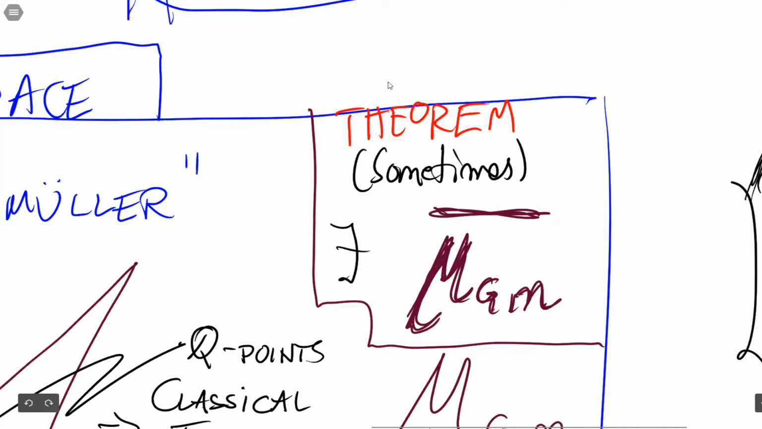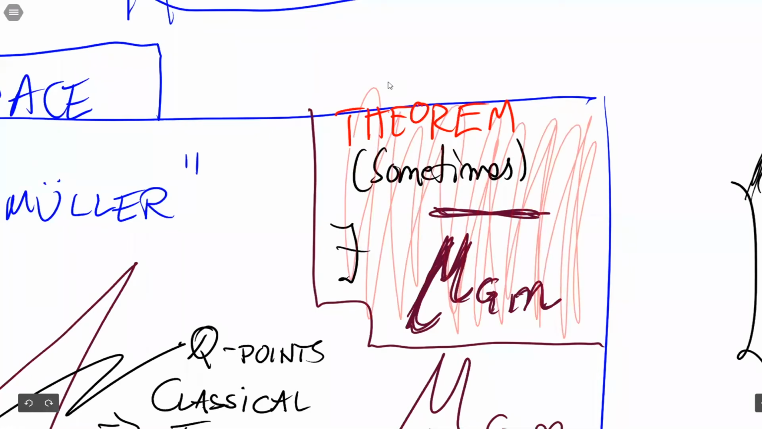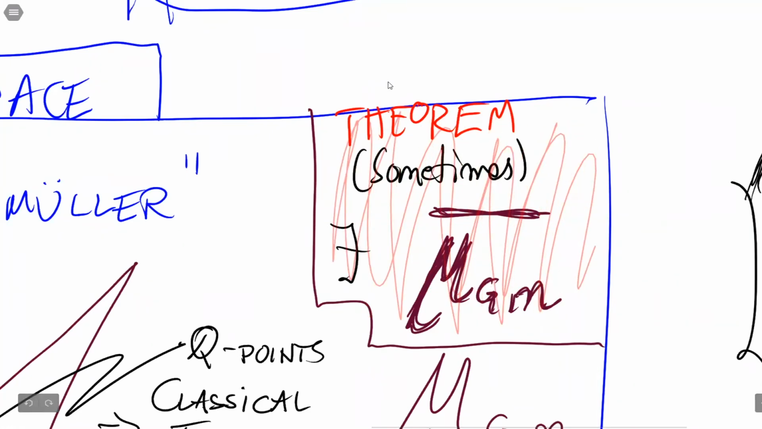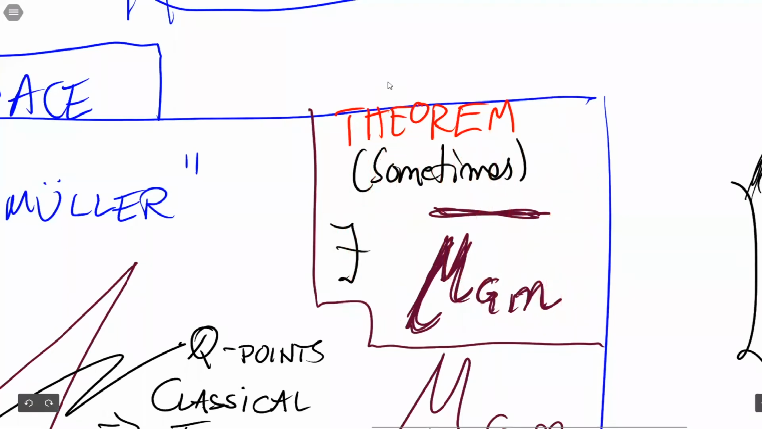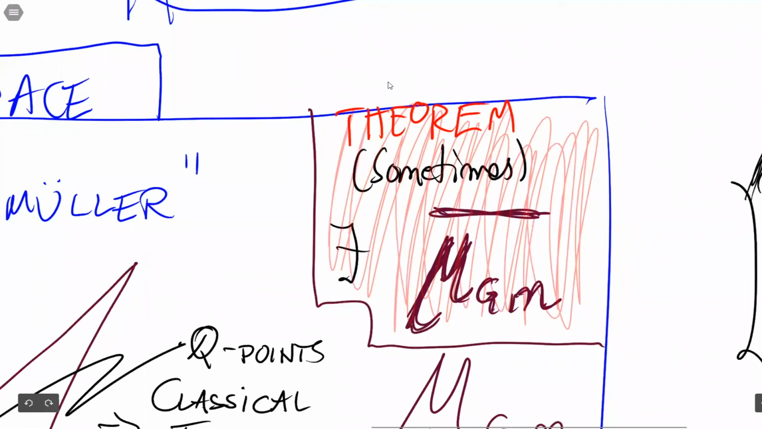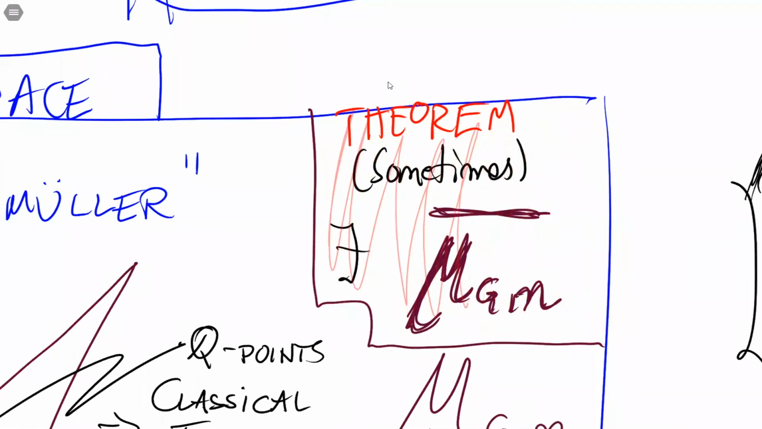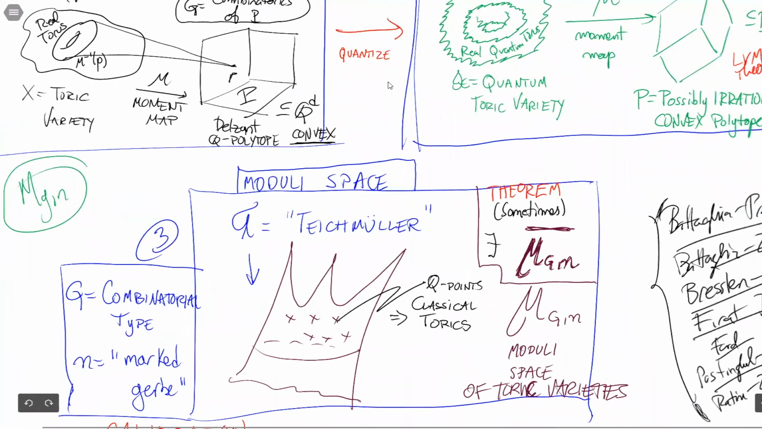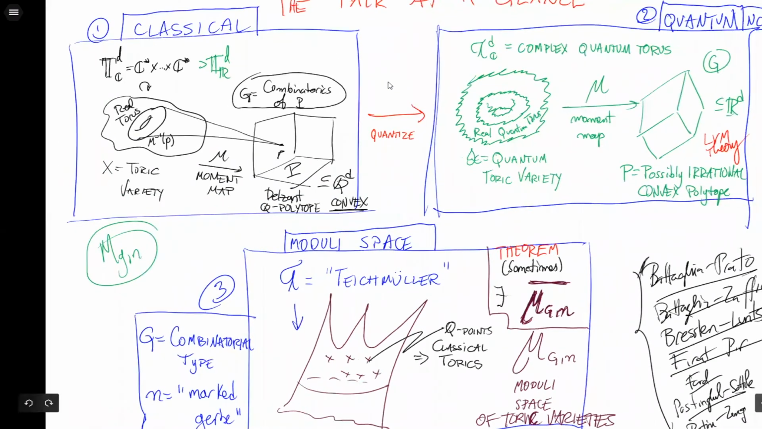It's not in the paper, but I'll talk about it. Under adequate conditions, we can produce a nice canonical compactification of the moduli space that has this amazingly beautiful topological and simplicial structure amenable to the tools of algebraic topology. So there exists this MGN compactification of the moduli space of toric varieties with combinatorics G and N marks, or N calibration. So again, this is the plan of the talk.